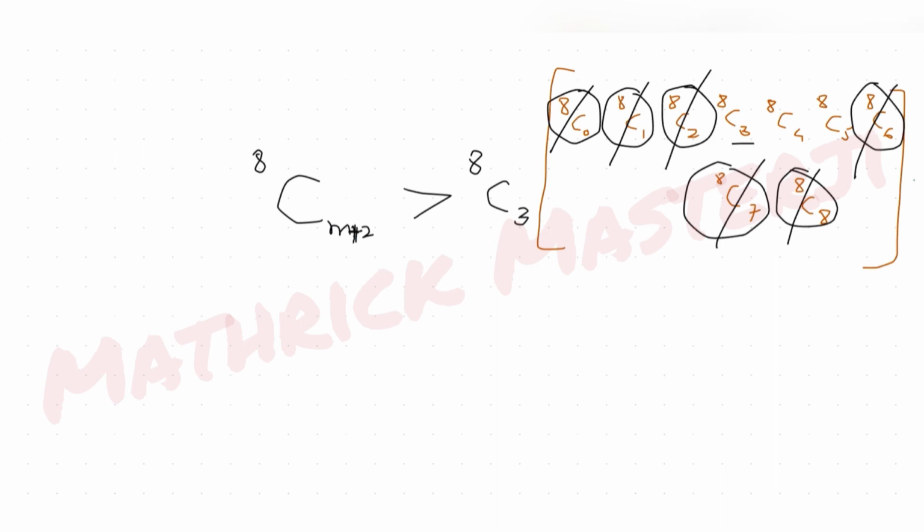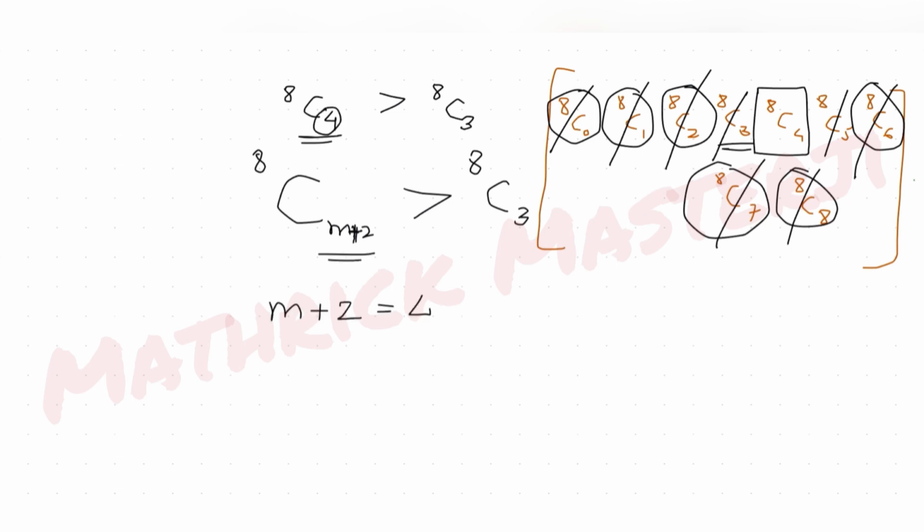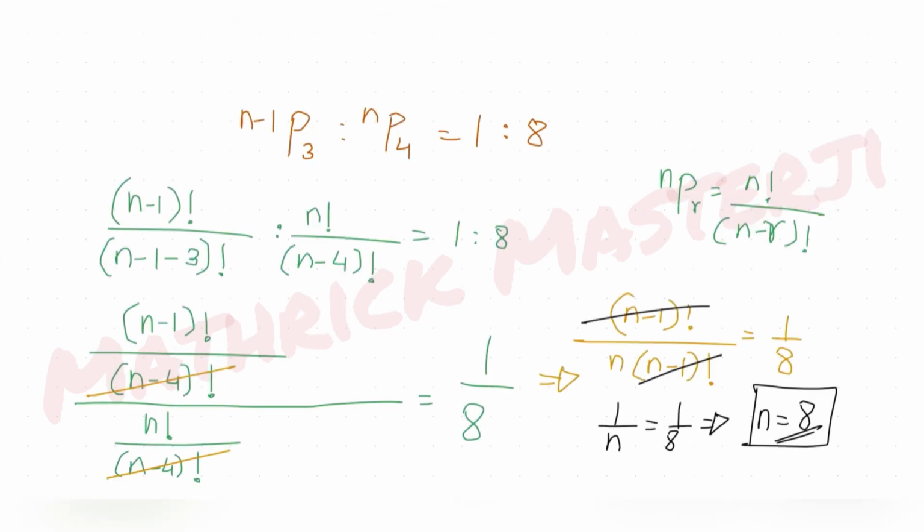8c3 would be equal to 8c3, but I want a value greater. So 8c3 and 8c5 also get cancelled because they will also have equal values. I want a value greater. So from here, I understand only 8c4 can give me a value greater than 8c3. And when I have that, I can equate this with the base. So m plus 2 equals 4. From there, I get m as 2. And from the previous expression, I got the value of n, which is 8. So I have both of these values: m equals 2, n equals 8.